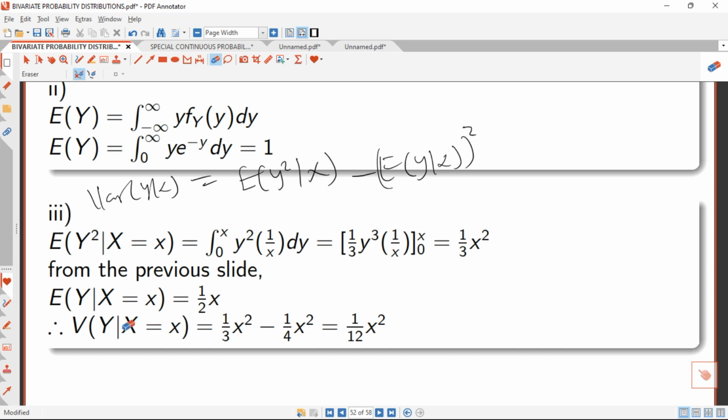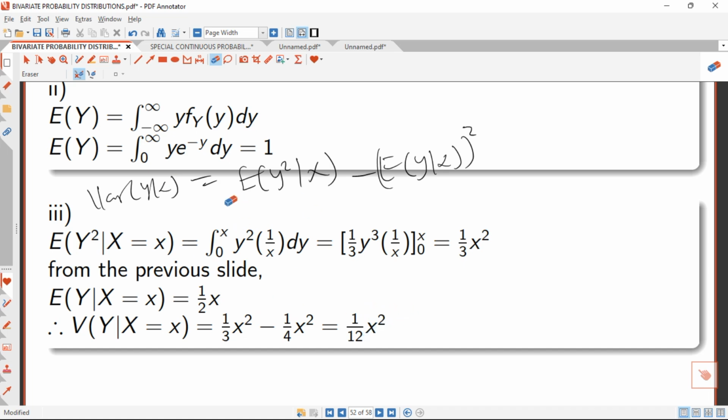So for us to get the variance, you are going to get 1 over 3 x squared minus 1 over 4 x squared. The reason why, you see here was 1 over 2x, and this is supposed to be all squared. That's the reason why we get 1 over 4 x squared. And our final answer is 1 over 12 times x squared.